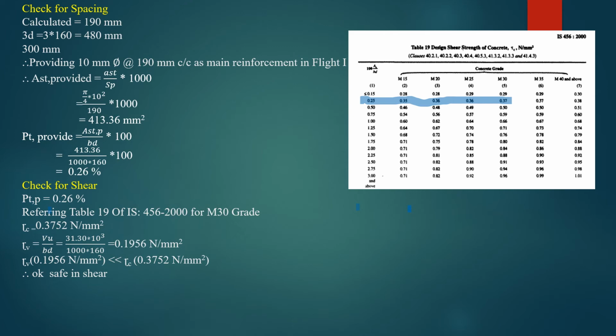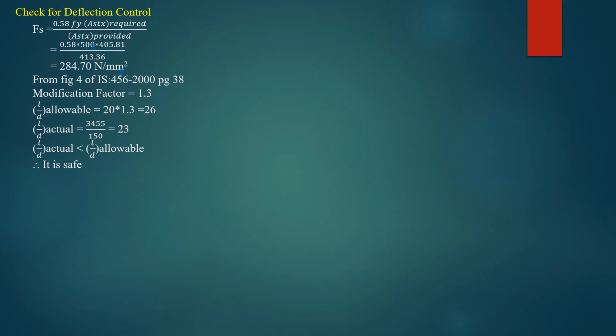Let us also check the deflection. For the check for deflection, Fs equals 0.58 Fy into AST required upon AST provided. In the previous step we calculated both AST required as well as AST provided. So 0.58 into Fy, which is 500, into AST required, given as 405.81, divided by AST provided, 413.36. So Fs is going to be 284.70 Newton per mm square.